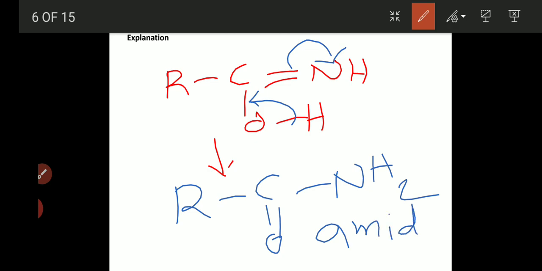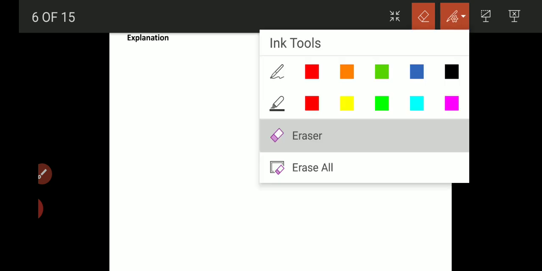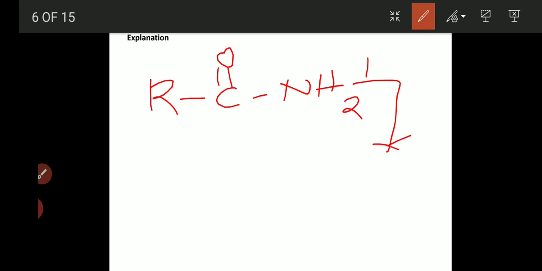This is an intermediate. Alkyl amide is the intermediate. Now this amide still has to be converted into carboxylic acid. How? RCONH2 in presence of H2O and H plus will convert into RCOOH.